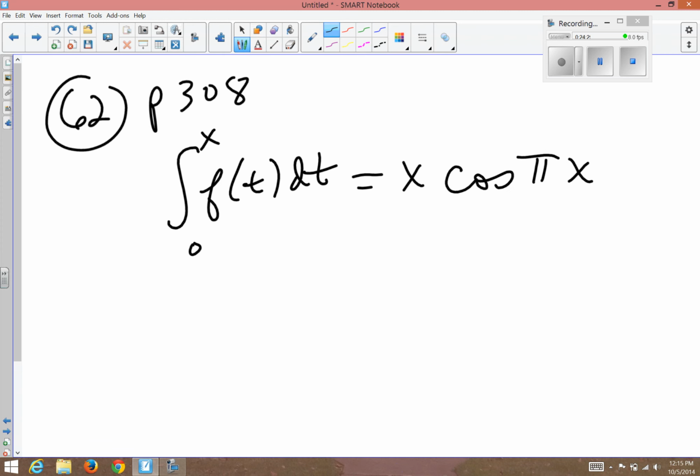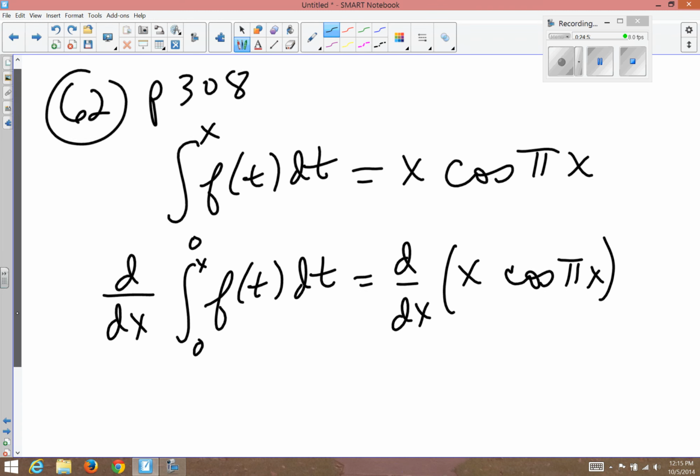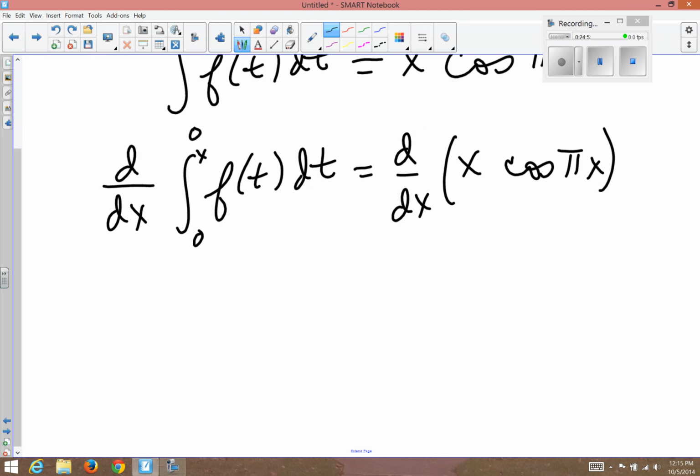So before we even read the directions for this, we're going to take the derivative of both sides. The derivative with respect to x of the left side, I'm just writing the left side now with the derivative symbol in front, has to equal the derivative with respect to x of the right side. The derivative of the antiderivative of f of t dt, you know by now that that's f of x.